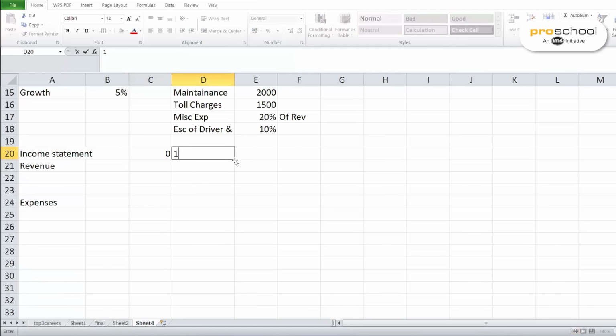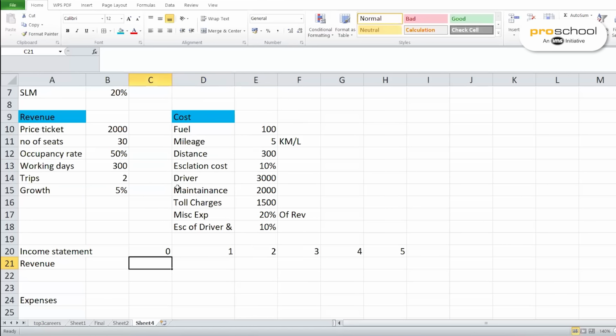Then of course it will be year 1, year 2, 3, 4, and 5, because we have assumed that our bus will run for 5 years. So we are forecasting this 5-year project. Now, how will I calculate my revenue? Of course, in year 0, there will be no revenue. It will start from year 1 only.